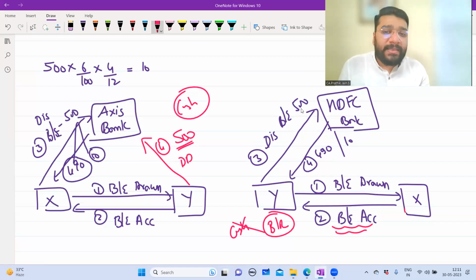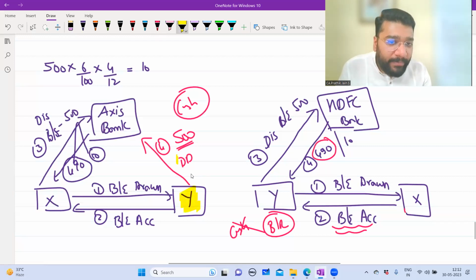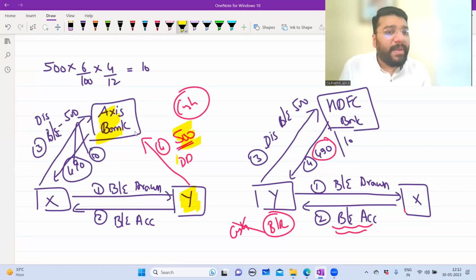And this bill he discounted, so can I say he's already got the money? Yes. On the due date, Y is supposed to make payment of 500 rupees to Axis Bank. That 500 rupees, X has already drawn a bill on Y, and Y has got it discounted. So this 490 rupees, who is enjoying the money? Y is enjoying the money.